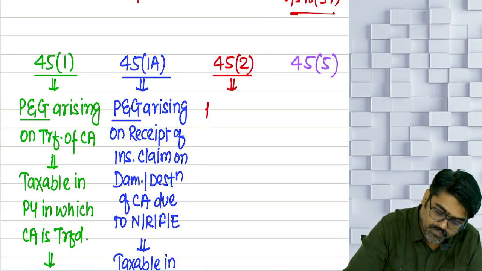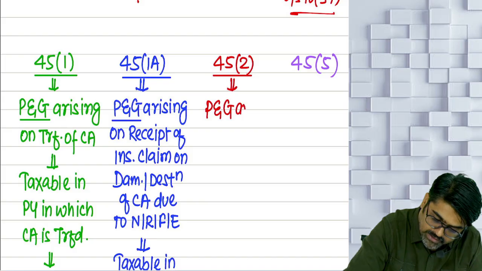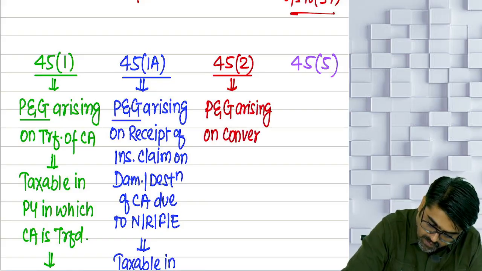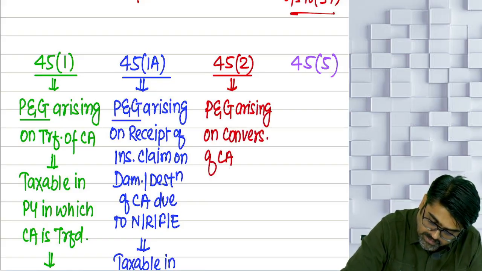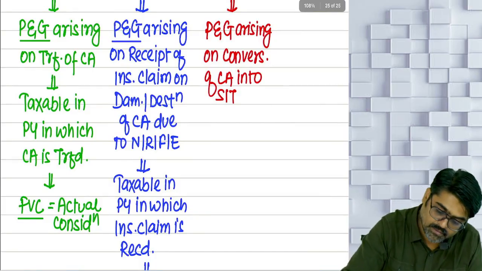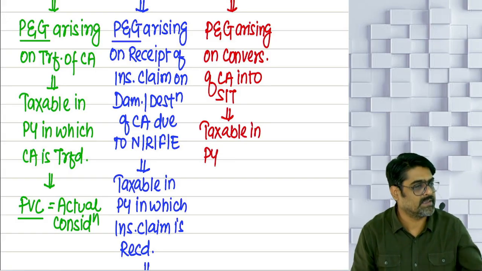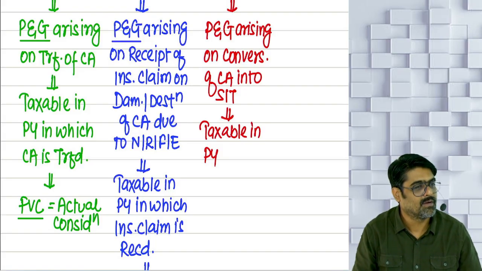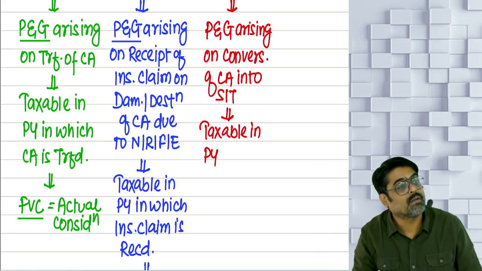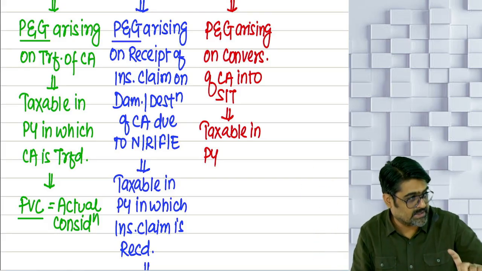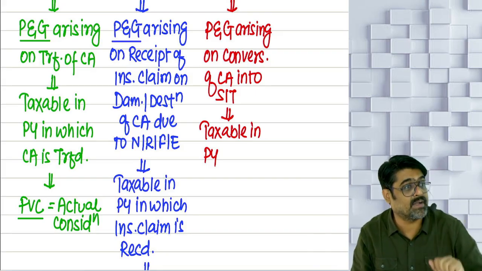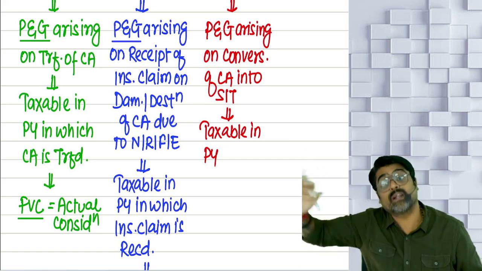Now let's talk about 45(2). 45(2) talks about profit and gain arising on what? On conversion of capital asset into stock in trade. So this profit or gain will be taxable in which year? Taxable in the previous year in which the conversion transfer is taking place, no? Or that converted stock in trade is sold. So the year in which the conversion is taking place is the year of transfer. In that year the gain will not be taxable.